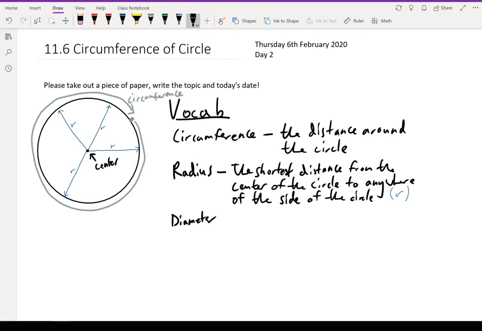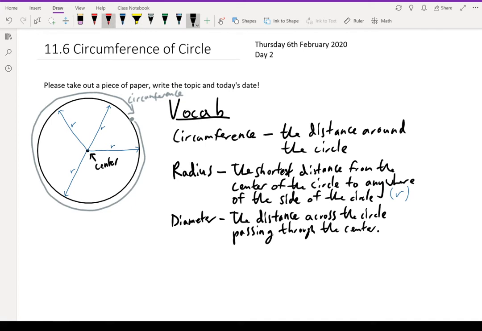The third thing I want to talk about is the diameter. Diameter. The diameter is the distance across the circle passing through the center. It has to pass through the center. So any distance across the circle passing through the center, so it would look like this. So this will be the diameter.